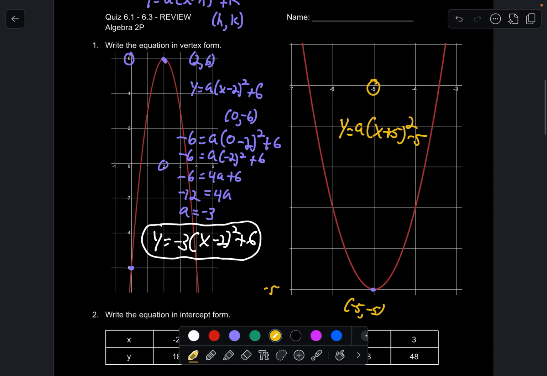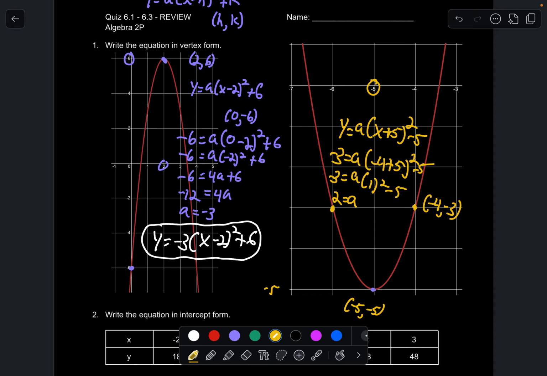This one we can't use the 0, right? We can't use the y-intercept. So I'm going to choose this point here, which is -4, -3. You have to choose that point the graph passes through. So we'll have -3 equals a, -4 plus 5 squared minus 5. -4 plus 5 is 1, so this is a times 1 squared minus 5, and that's a -3. Add 5, you get 2 equals a, and 1 squared is 1, so a equals 2.